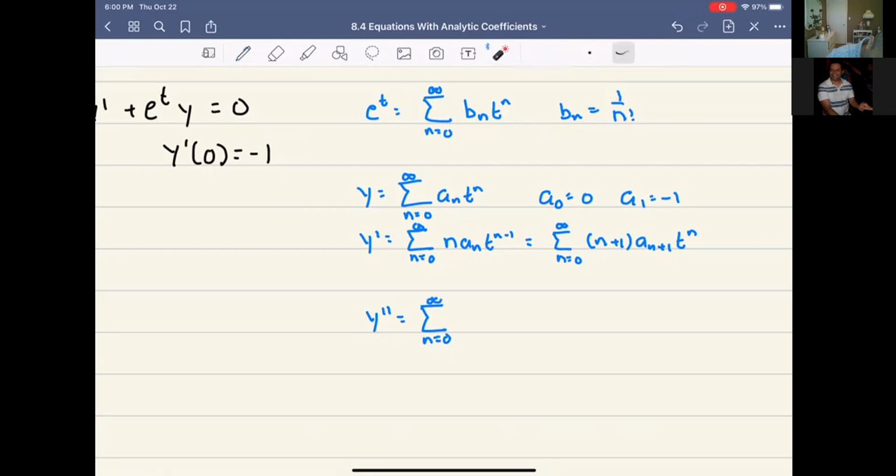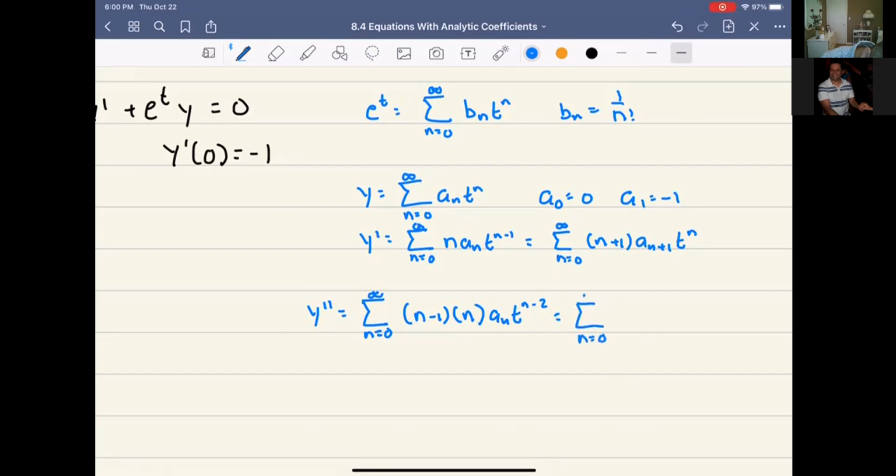And I just take the derivative from here. So that's going to be n minus 1, n, a sub n, t to the n minus 2. Again, shifting. And by the way, I wasn't good at shifting even the first 2 times that I've taught this class. This is the first time I really feel like I got that shifting down where I can do it by heart. So don't feel bad if you can't get it right away.